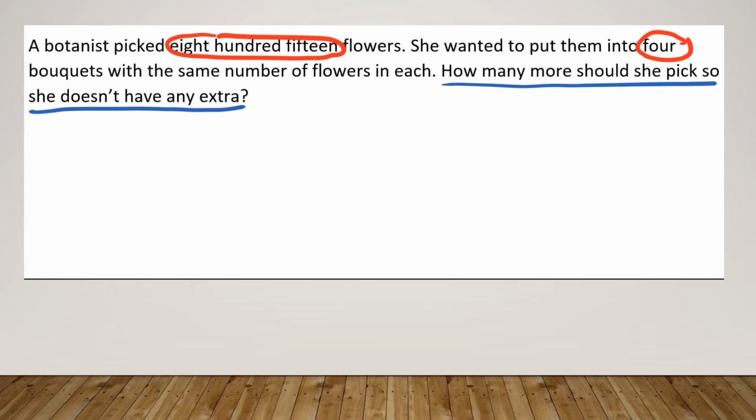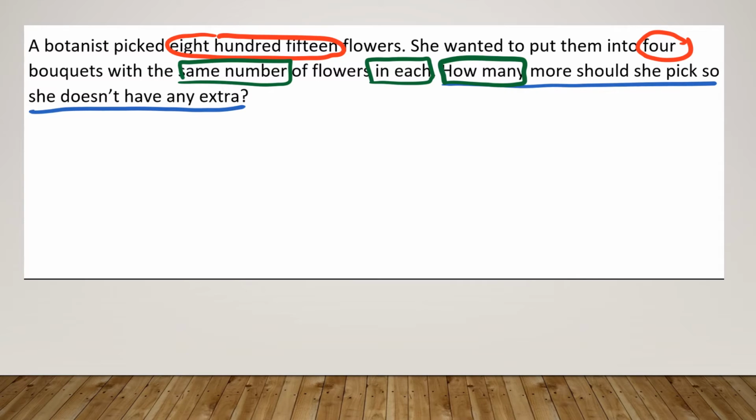The B in cubes is to box the action words. These are words that help us know what operation we are going to do. So how many, we have to find how many. And actually in this problem, she wanted to put them into 4 bouquets with the same number of flowers in each. This word same number in each is telling us that we need to divide our flowers into equal groups. So those are our action words.